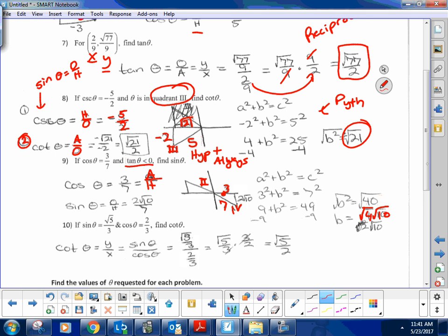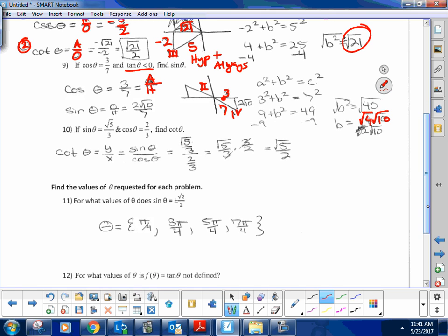Now, let's go ahead and move on to question 10. From here, one thing that's important to remember with this one is that cotangent is x over y. Let's start from the beginning. Opposite over adjacent is tangent. So we discover that cotangent is adjacent over opposite, the reciprocal. And adjacent is also typically known as x, and opposite is typically known as y.